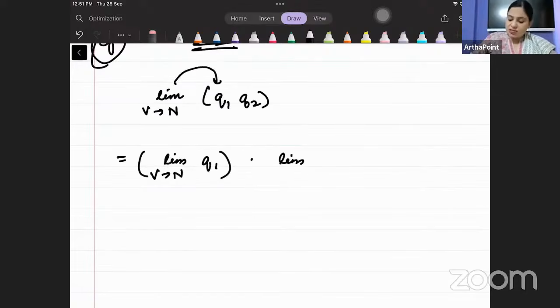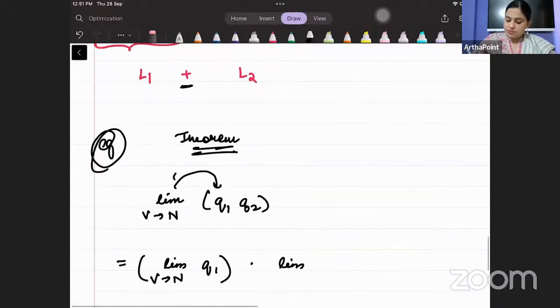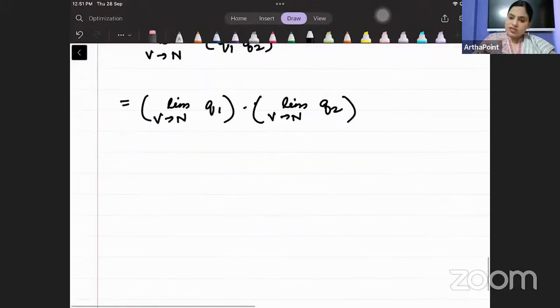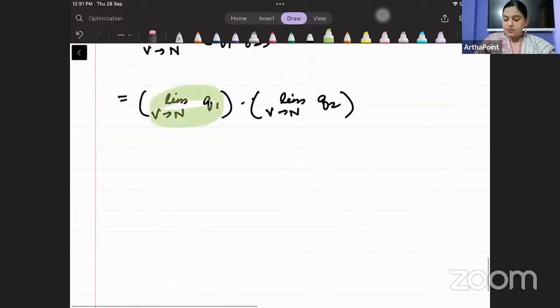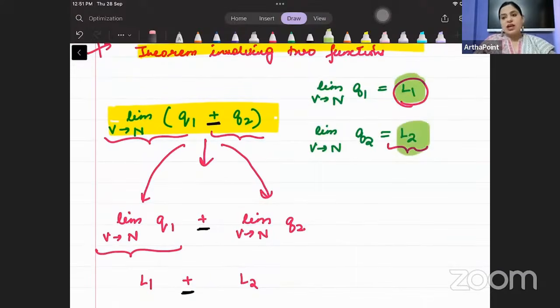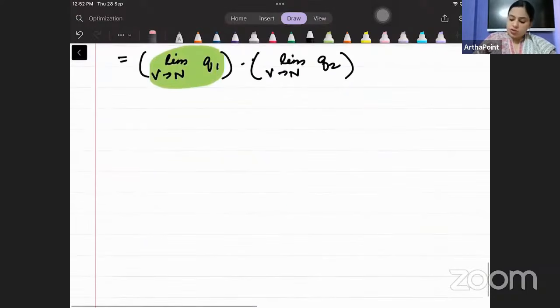तो इसके साथ अलग limit लग जाएगी और इसके साथ अलग, limit v tends to n q2. And beta, what is the value of this, by the way? This is given to me as L1 and that is given to me as L2. So beta, just write that down. So this will be your L1 into L2.